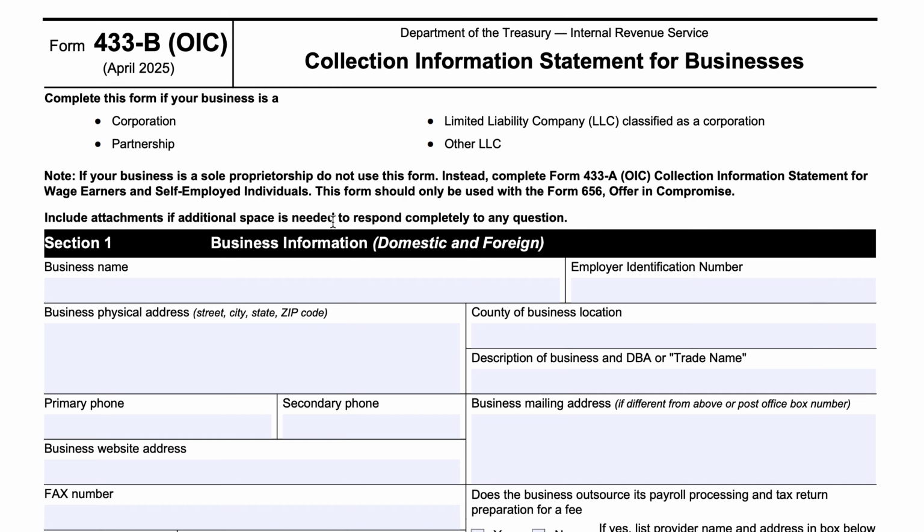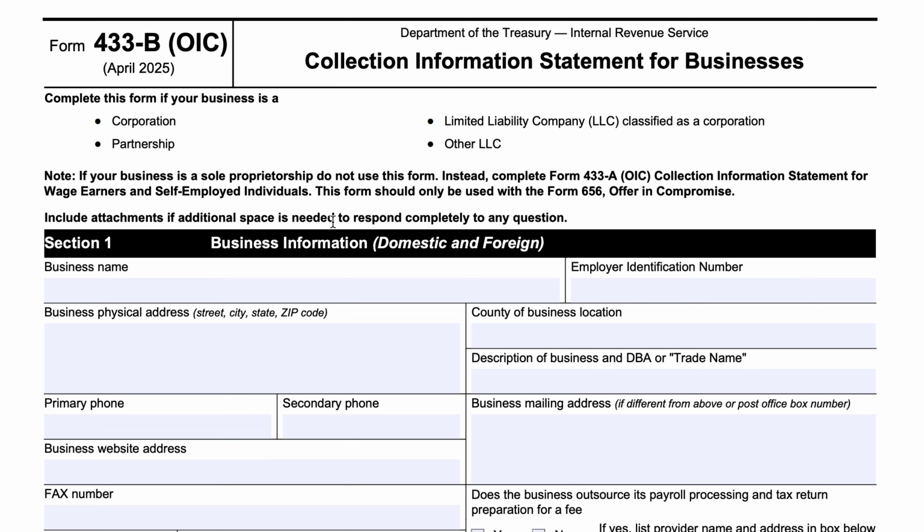Unfortunately, the IRS really doesn't have a clear definition of what other LLC is. However, if you're operating as a sole proprietor, or if your LLC is a disregarded entity in the eyes of the IRS, which means basically a one-person LLC, then you're probably not going to be using this form. And instead, you would use the Form 433A, which is the collection information statement for wage earners and self-employed individuals. So that's the form that would be submitted with the offer in compromise, not 433B.